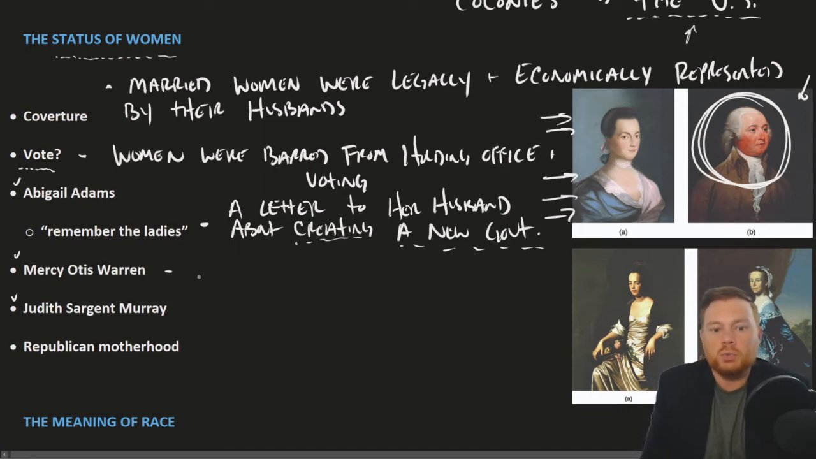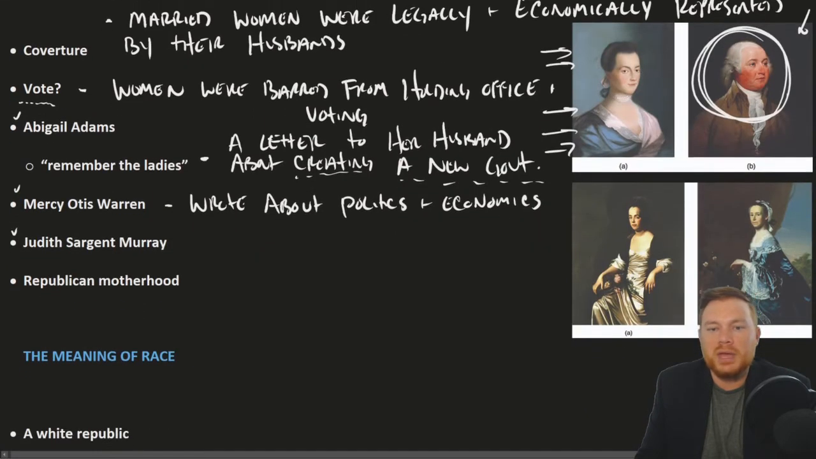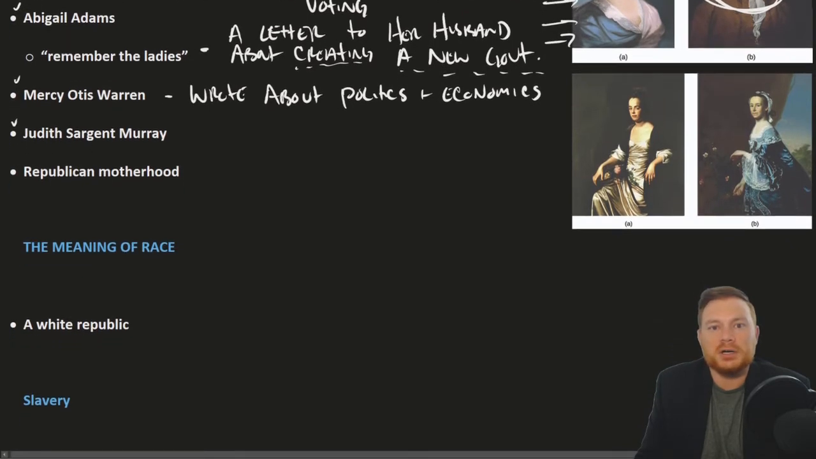Mary Otis Warren wrote about politics, and we might also say economics. She was an anti-British writer, but this was typically a domain that was dominated by men. There weren't too many women publishing articles or pamphlets about politics and economics. So she challenged that stereotype.